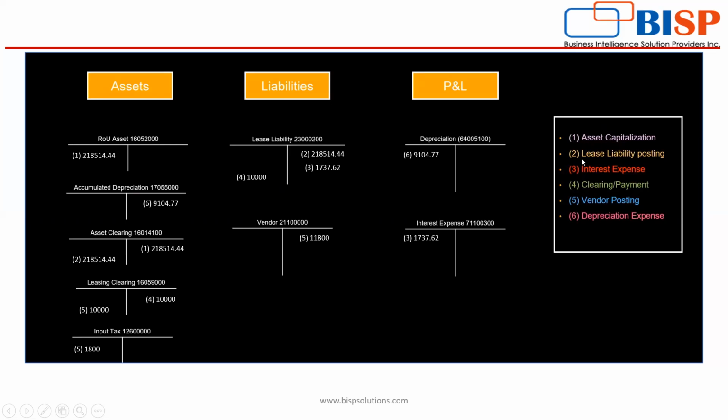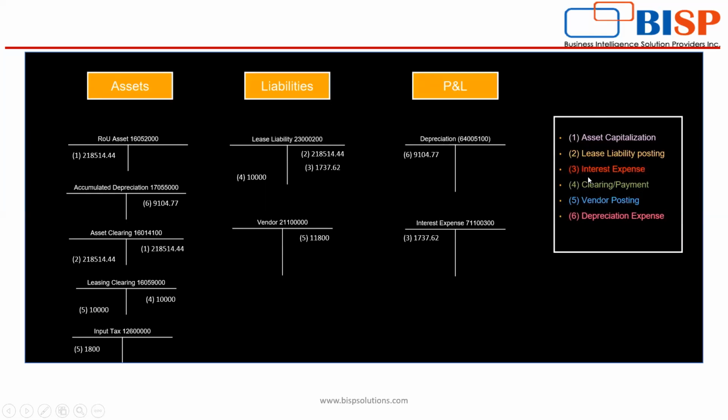Fine. The second journal entry is the lease liability posting. So the second journal entry would be crediting our lease liability account while debiting the asset clearing account. So automatically this asset clearing account would be cleared. The third entry is interest expense. With the interest, we find, with that capitalization rate, the present value of the asset and liabilities to credit and debit respectively. So now the third entry would be the interest expense account.